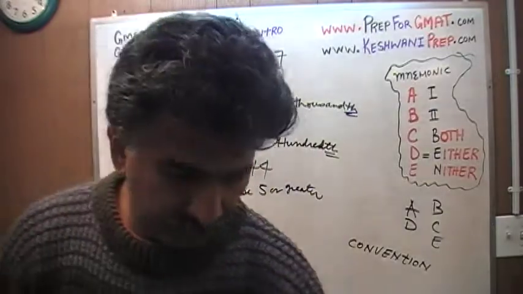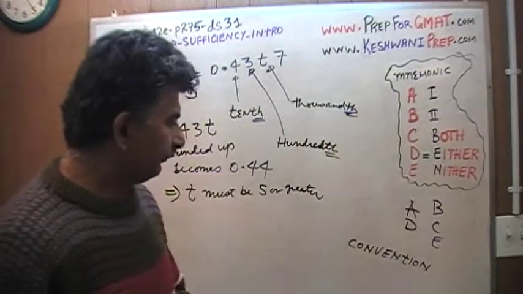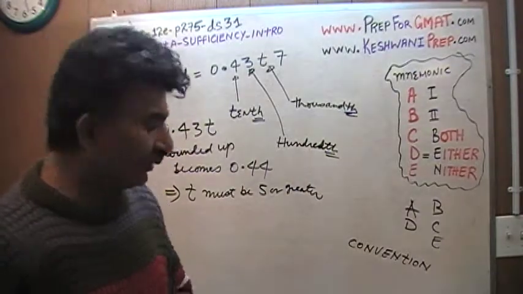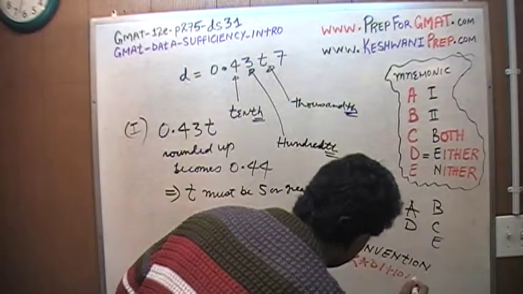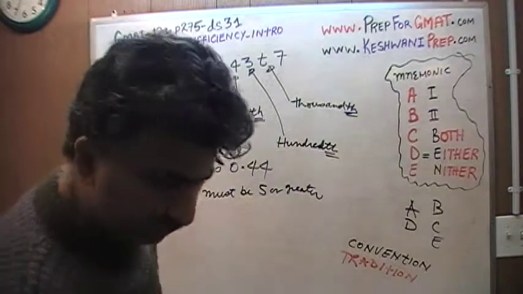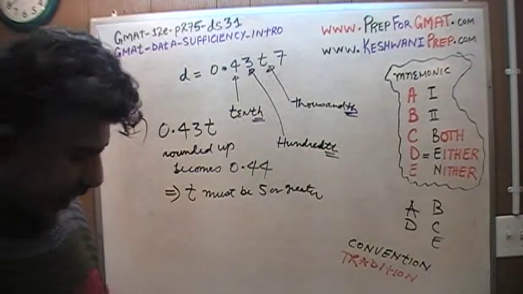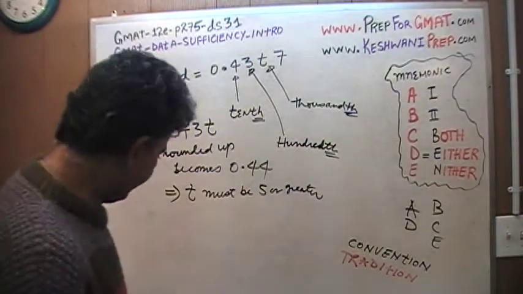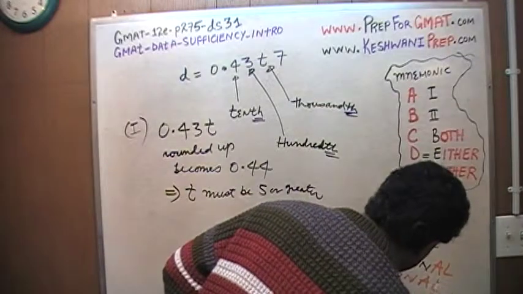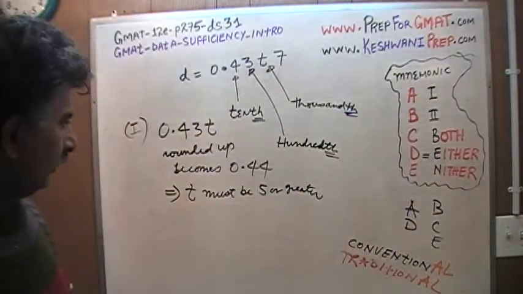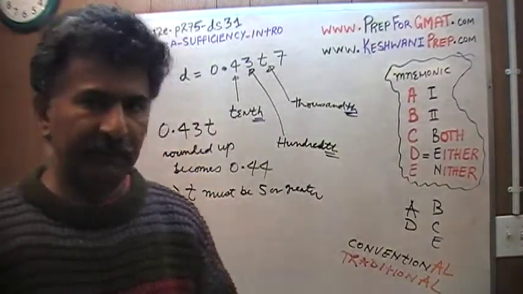Convention has two meanings. One meaning, of course, is a gathering or a meeting, as you would go to a convention. The other meaning of the word convention is tradition. And if you want to make an adjective out of it, it becomes conventional, which means traditional.